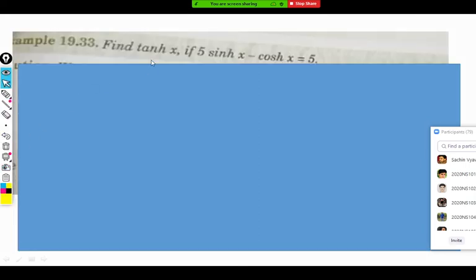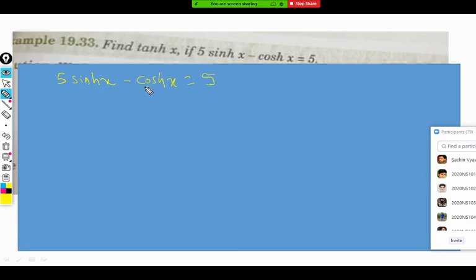So last question, I will write it again. The question is given 5 times sine hyperbolic x minus cos hyperbolic x is equal to 5. And the question is find the value of tan hyperbolic x. Now in circular or hyperbolic functions, suppose we want the value of one of sin x, cos x or tan x. Once we get one value, we can find out the others. First of all, we will convert this entire equation into either sine hyperbolic or cos hyperbolic. Then only we can get the value of it.